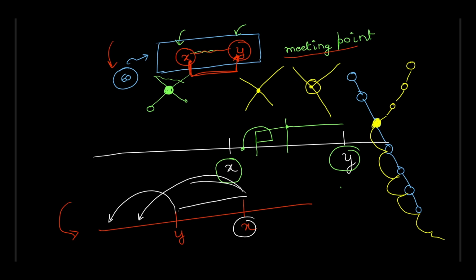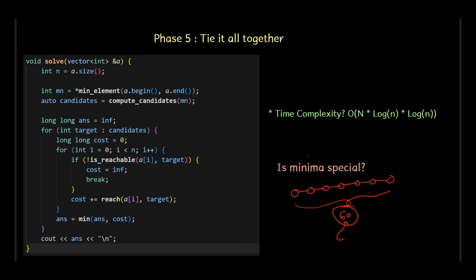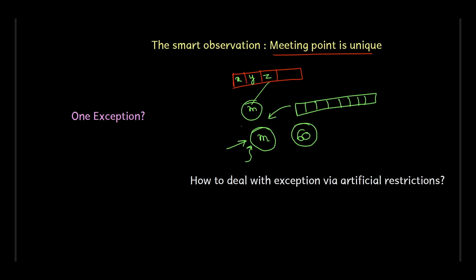So this candidate list and this minima thing, if you think about it, was just a diversion, because these minima observations are very helpful to solve this problem in other settings, but at least in this variation, minima or maxima doesn't matter. So this log n itself is not needed, because two elements will have a unique meeting point.